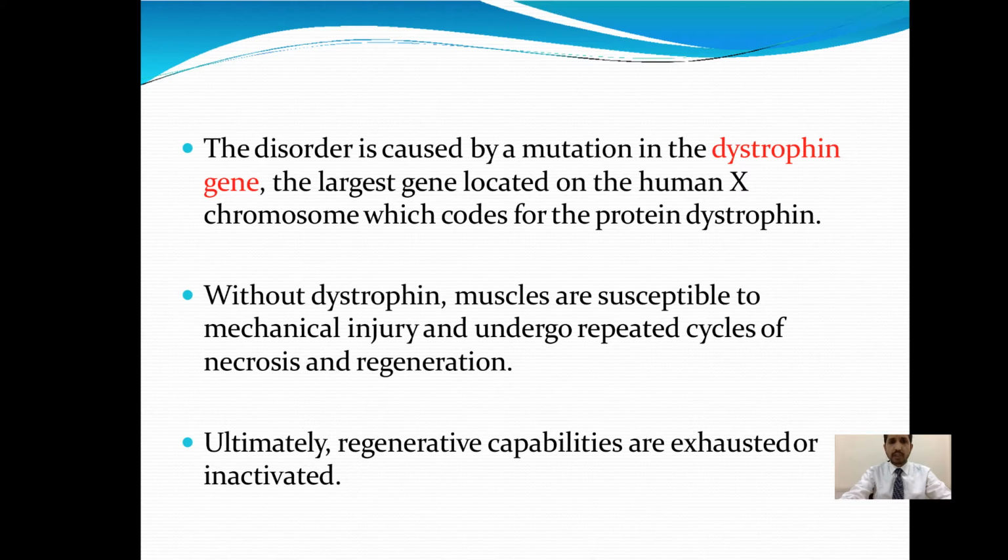Without dystrophin, the muscles are susceptible to mechanical injury and undergo repeated cycles of necrosis and regeneration. So what happens is that ultimately, because of repeated cycles of mechanical injury and regeneration, these capabilities are lost, and the muscles start to fatigue, start to die, and are replaced by fibrous tissue.